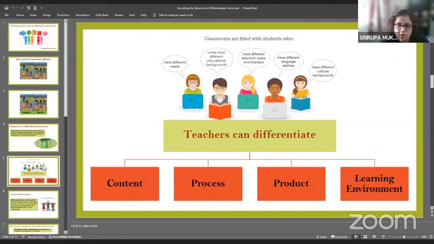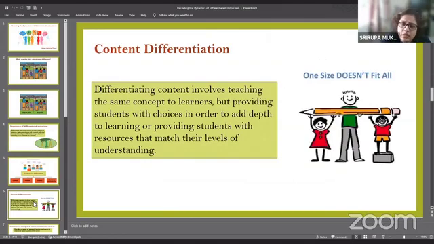Now, when I talk about differentiated instruction, there can be various aspects of differentiating our instructions. Broadly speaking, teachers can differentiate content, they can differentiate process, they can differentiate product, or very, very importantly, they can differentiate the learning environment. Today we shall start with content differentiation.